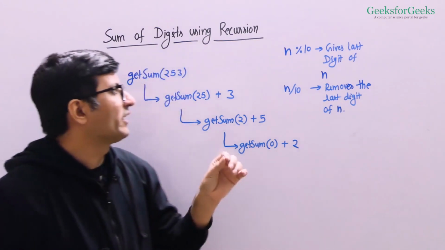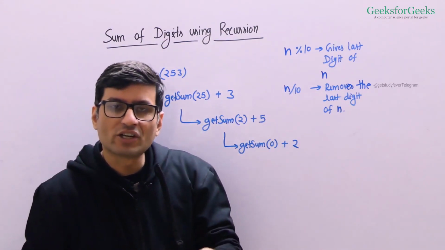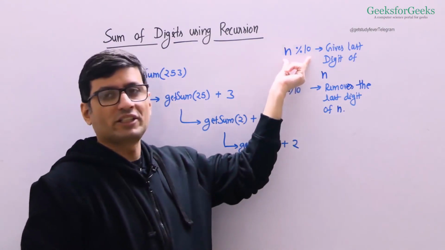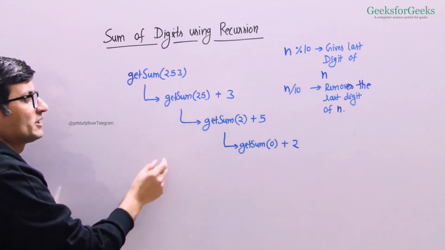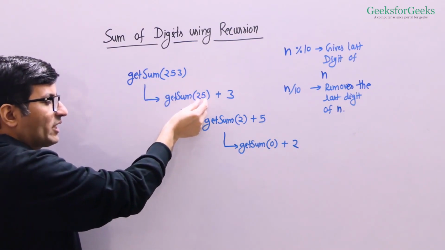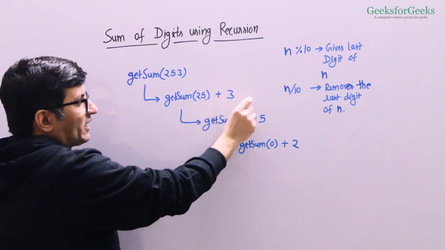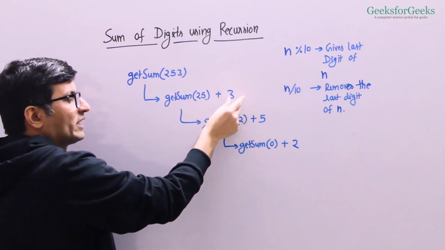You can simply get rid of the last digit by doing n/10. It's an integer division, so it removes the last digit. And you can get the last digit by doing n%10. So when you make a recursive call for 253, it calls itself for n/10, which means it calls for 25, and then it gets the last digit by doing this operation. So whatever this recursive call returns, it's going to add 3 to it.